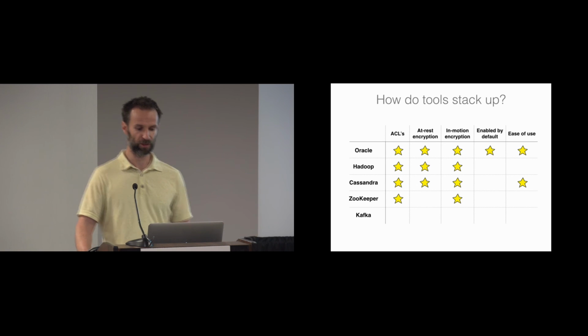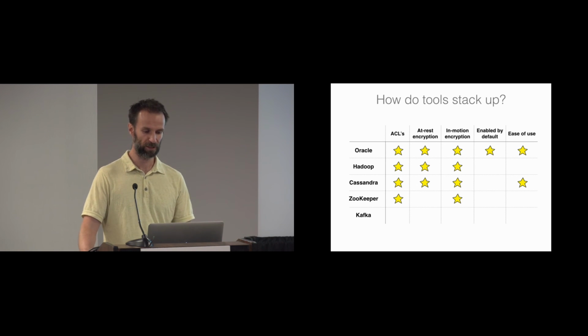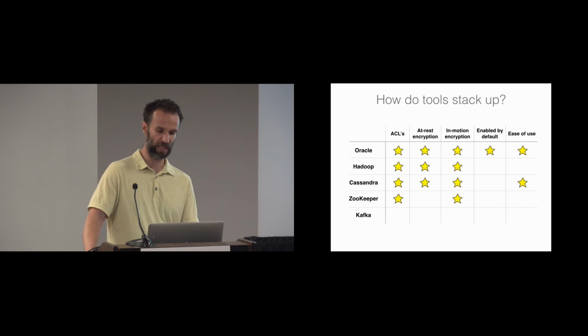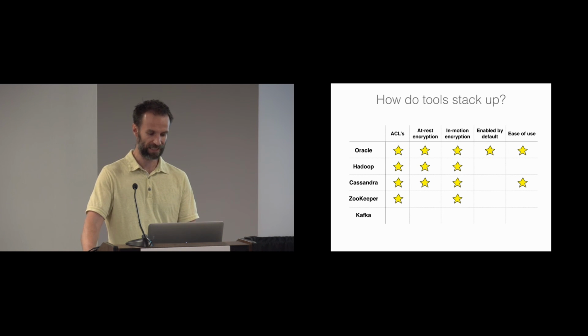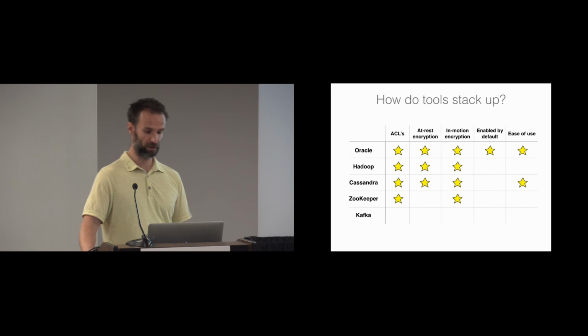Cassandra, again, does a pretty good job. It's pretty easy to use, but it's not turned on by default. Zookeeper, not the best. It doesn't have at-rest encryption. And then Kafka is the outlier where it really does really poorly here.